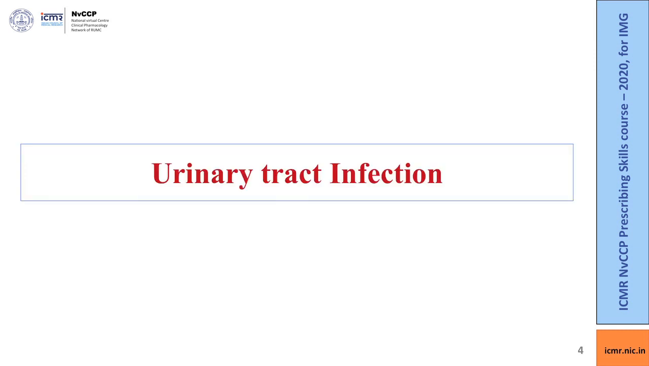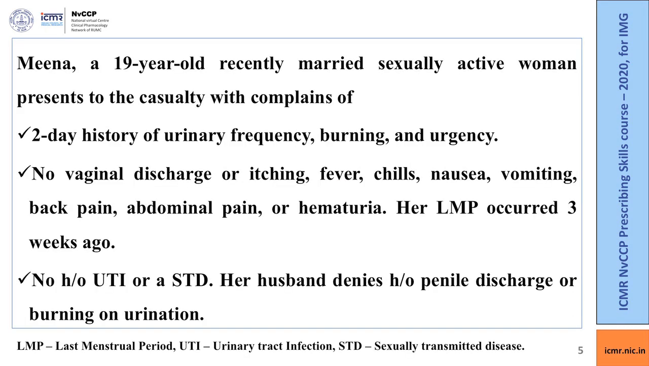Let us look at a case scenario for a common disease condition in an Indian woman. Meena, a 19-year-old recently married sexually active woman, presents to the casualty with complaints of a 2-day history of urinary frequency, burning and urgency. She denies any history of vaginal discharge or itching, fever, chills, nausea, vomiting, back pain, abdominal pain or hematuria. She has no history of urinary tract infection or a sexually transmitted disease.